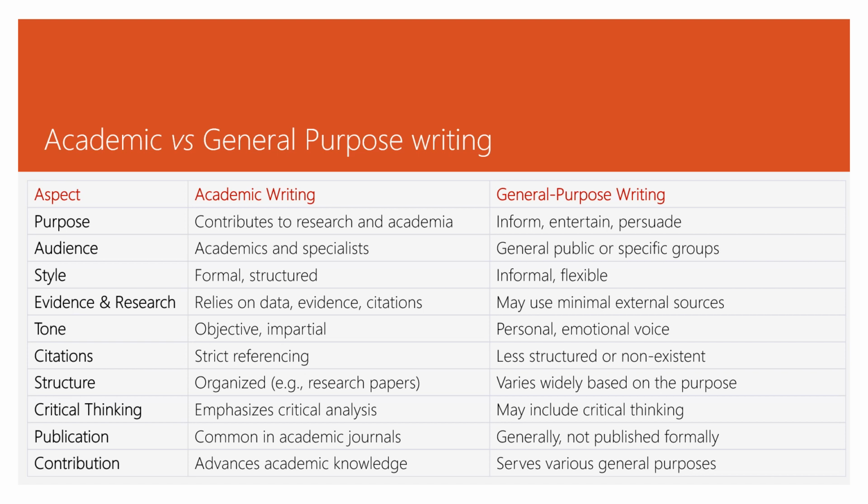So academic writing is more structured as compared to general purpose writing, and it is intended for the scholarly audience, which is objective and has a strict referencing style. Academic writing ends up in research papers, while general purpose writing we write to inform or entertain the general public and specific groups.